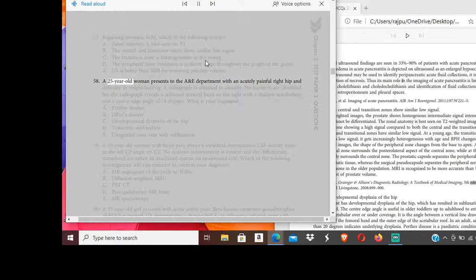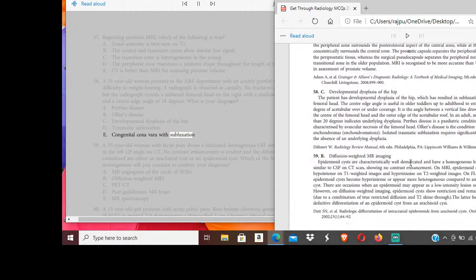58. A 25-year-old woman presents to the A&E department with an acutely painful right hip and difficulty in weight-bearing. A radiograph is obtained in casualty. No fractures are identified, but the radiograph reveals a subluxed femoral head on the right with a shallow acetabulum and a center edge angle of 18 degrees. What is your diagnosis? A. Perthes disease. B. Ollier disease. C. Developmental dysplasia of the hip. D. Traumatic subluxation. E. Congenital coxa vara with subluxation.